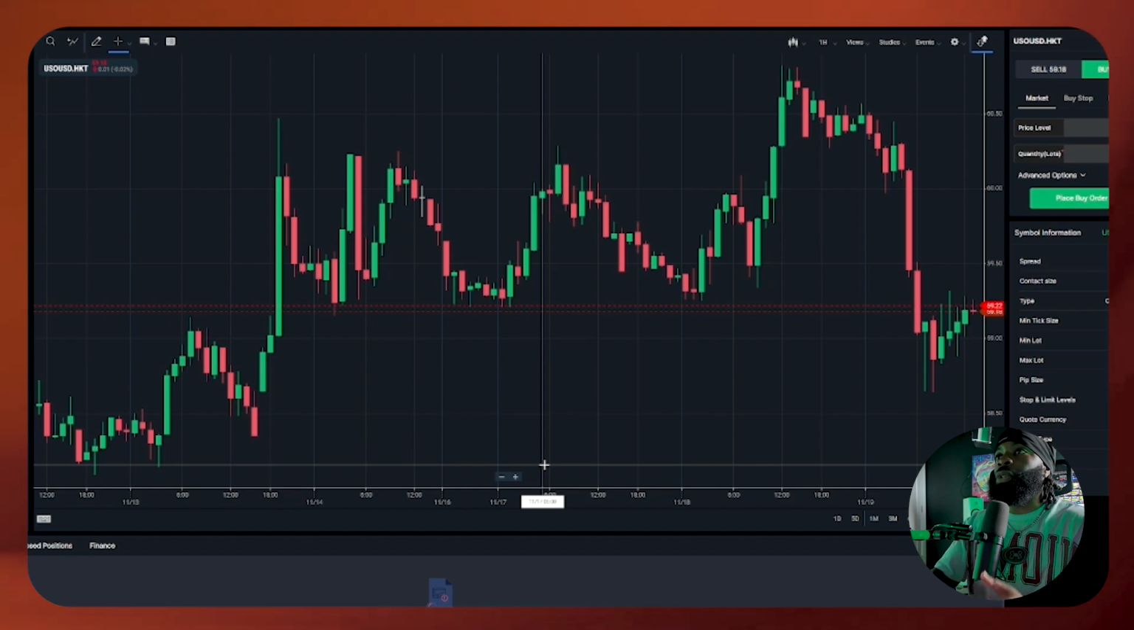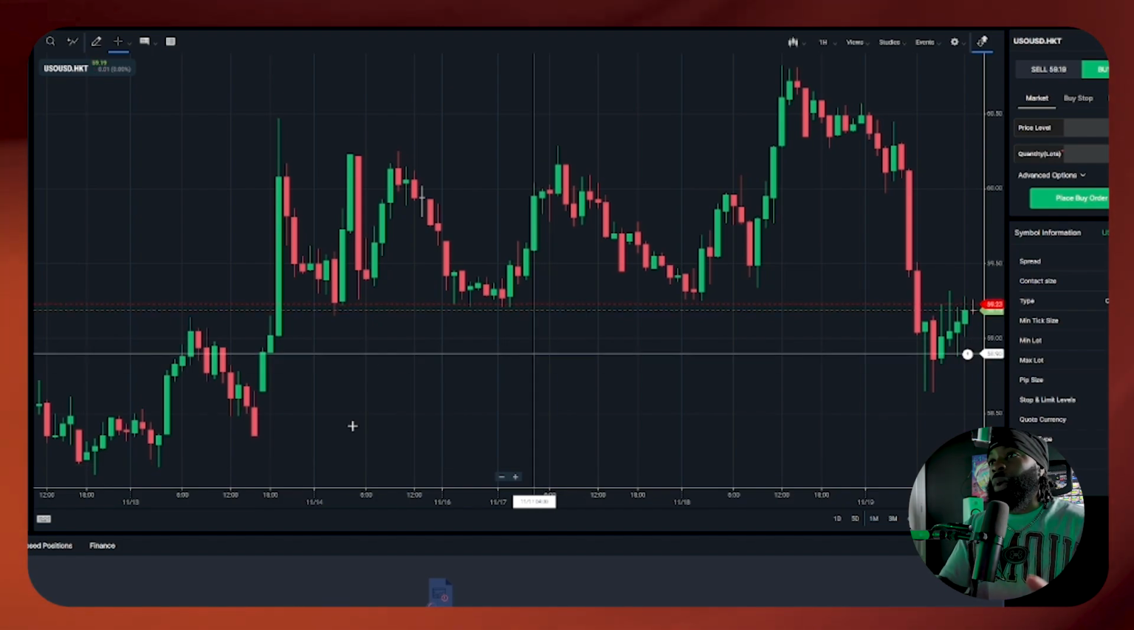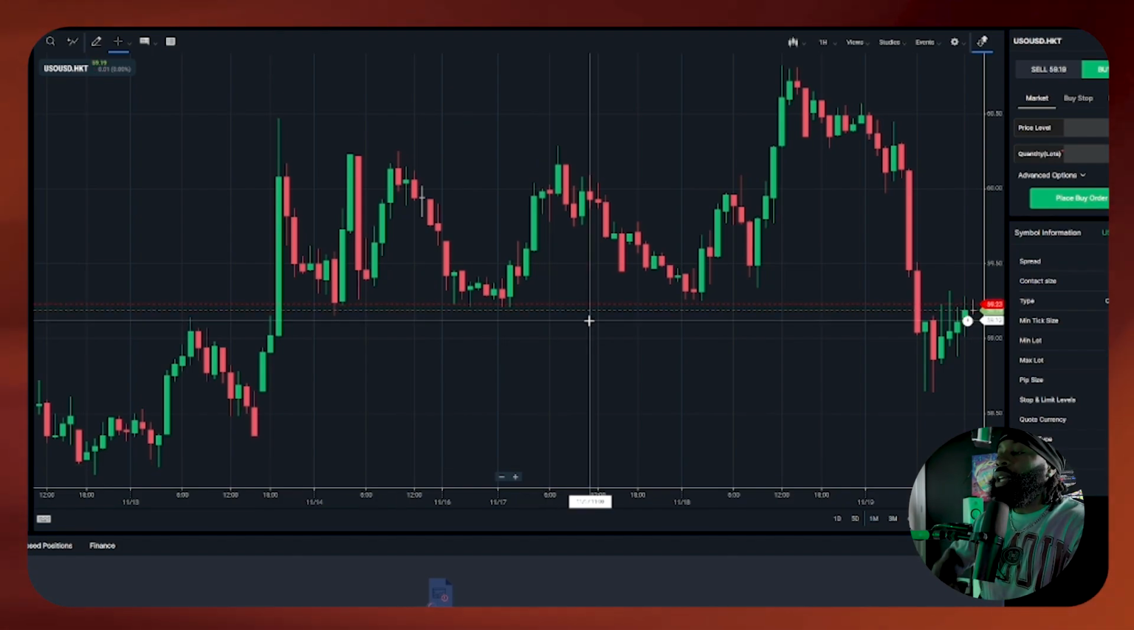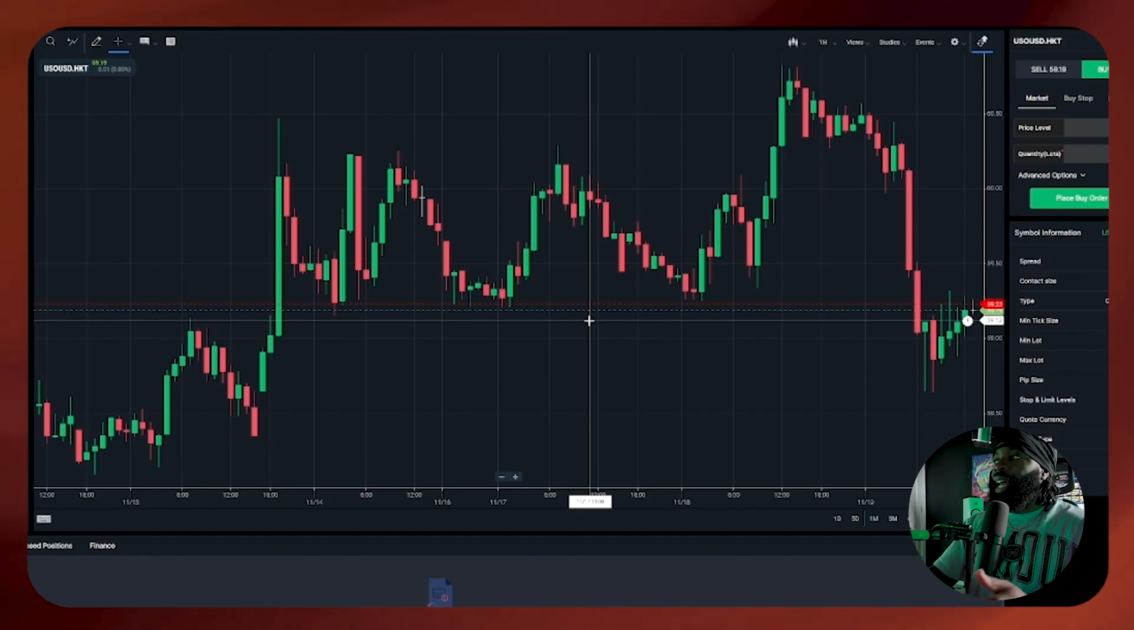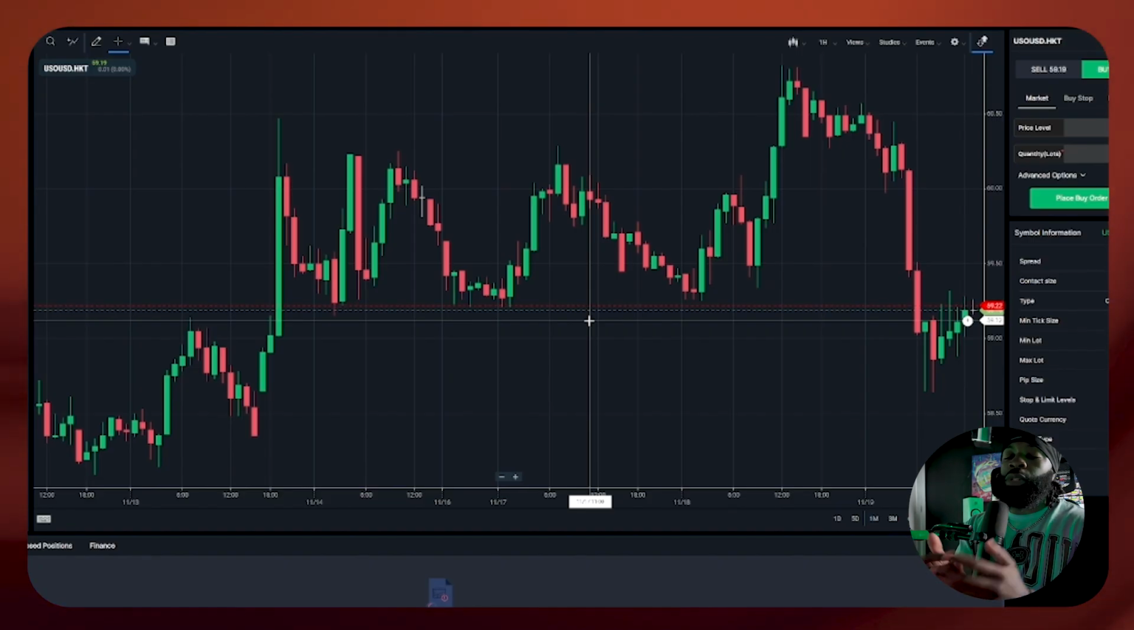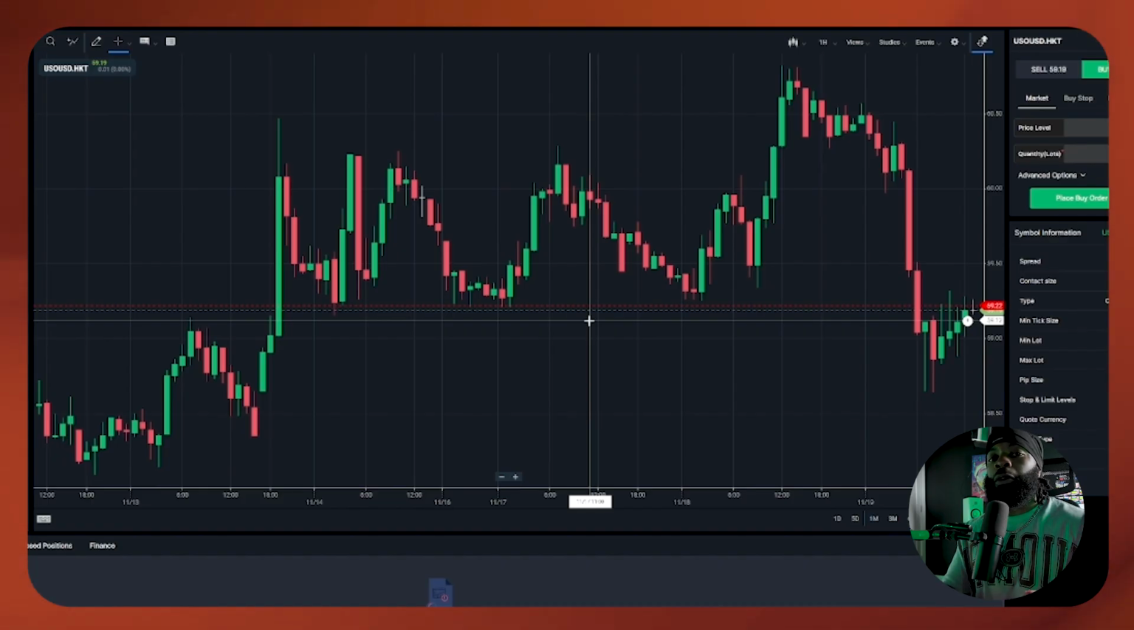There's two ways you can use HankoTrade. One way is using the web browser, which is what we're seeing now. The other way is using the actual app, which is HankoTrade. Now, I do have some pros and also some cons about this platform, but before we go into this, let me first introduce GatesFX.